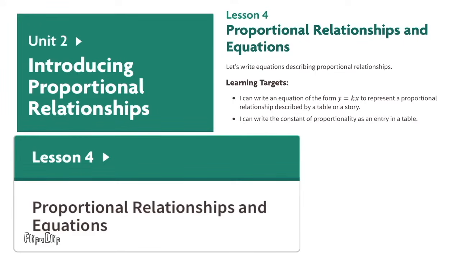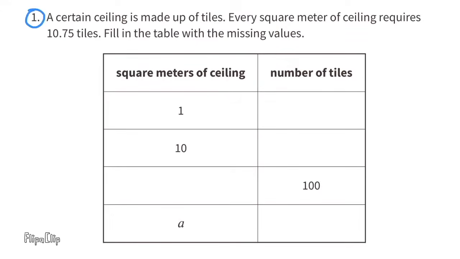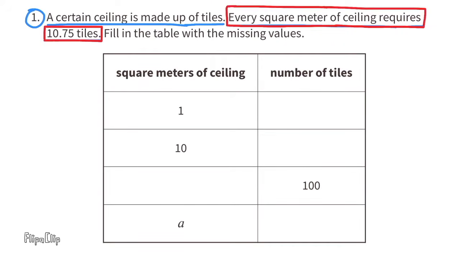Seventh grade, Unit 2, Lesson 4, Proportional Relationships and Equations. Number 1. A certain ceiling is made up of tiles. Every square meter of ceiling requires 10 75/100 tiles, or 10.75 tiles. Fill in the table with the missing values.